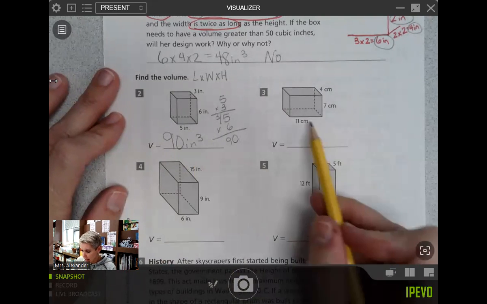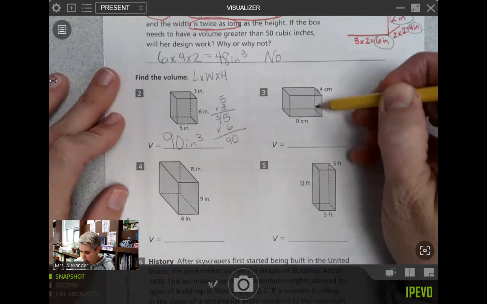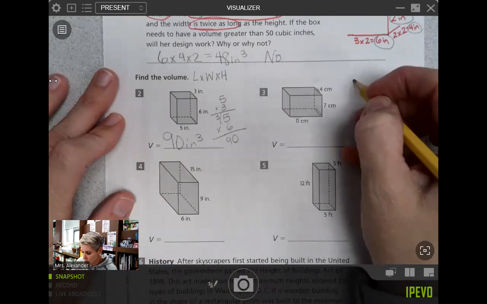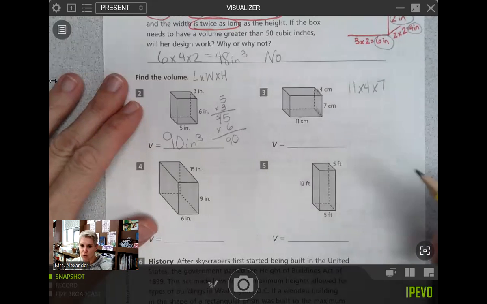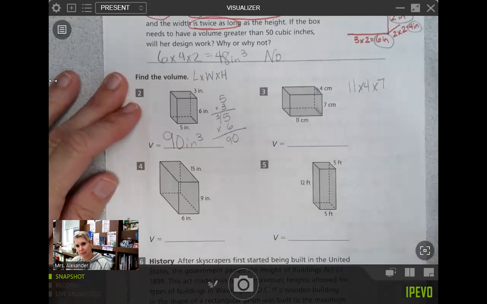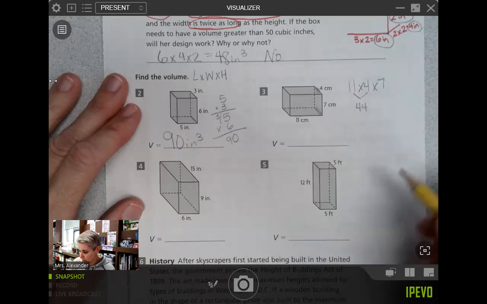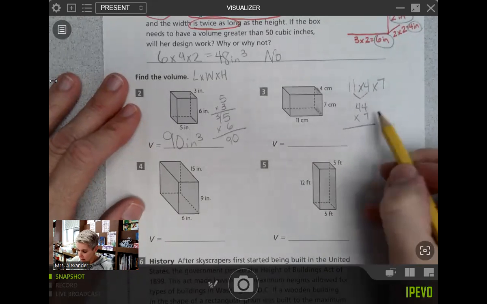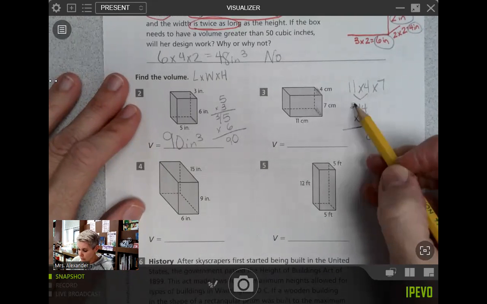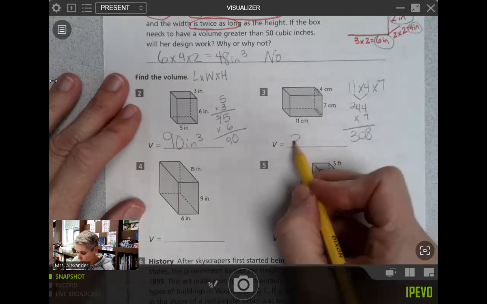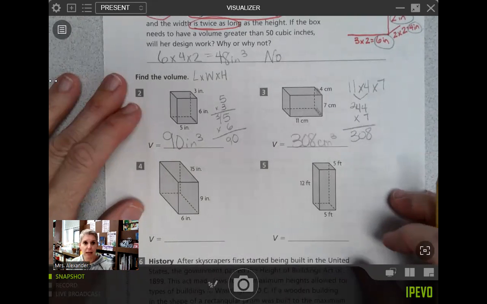Number 3, I can see the length again. The width matches up here parallel, and the height. So I have 11 times 4 times 7. And I said, let's do it the right way. I just wanted to follow the length times the width times the height. So if I do 11 times 4, that gives me 44. I'm going to multiply that by 7. 7 times 4 is 28. Regroup. 7 times 4 is 28 plus 2 is 30. 308 cubic centimeters.